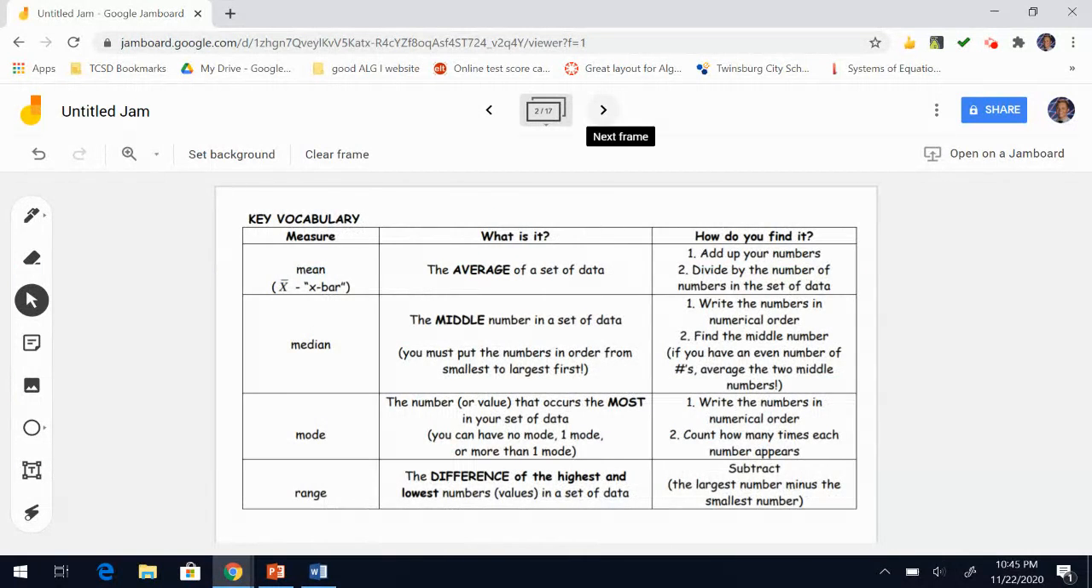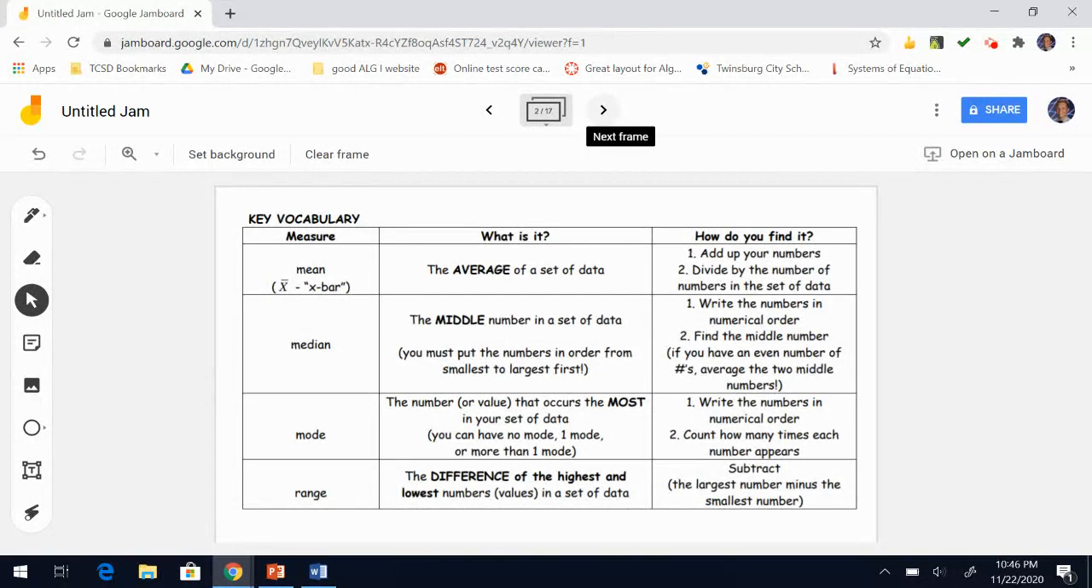So, ready? Mean, median, mode, and range. This is a great slide to take notes on. If you haven't done so already, my smoke detector's dying apparently. That was that beep. Our mean is the average, so you're going to add up all your numbers, divide by the number of numbers you added up, and that's what your average is going to be. Kind of like your grades: add up all your test scores, divide by how many tests you took.